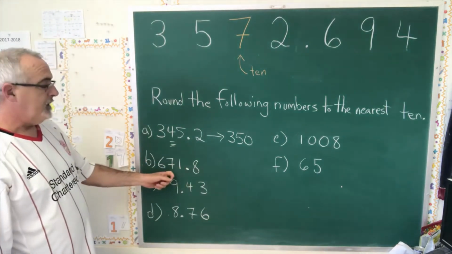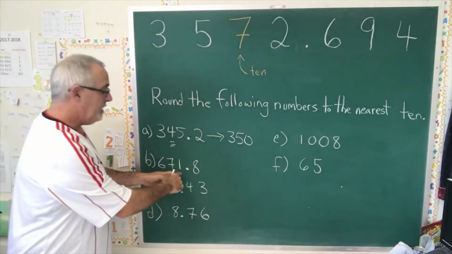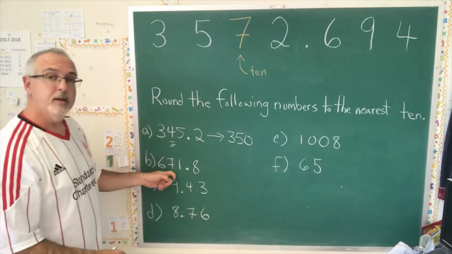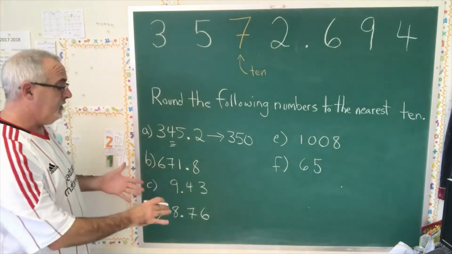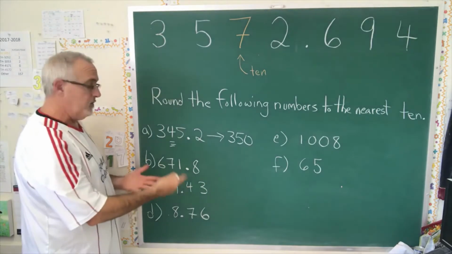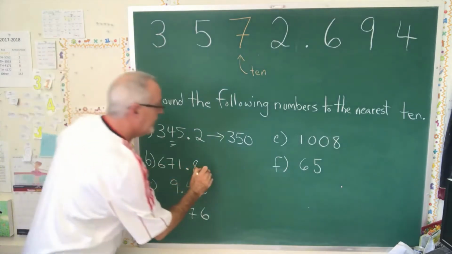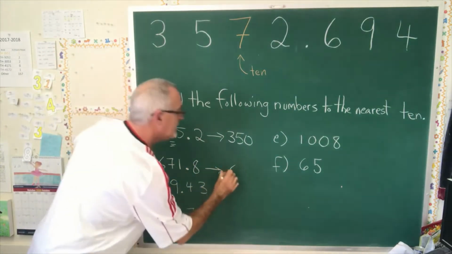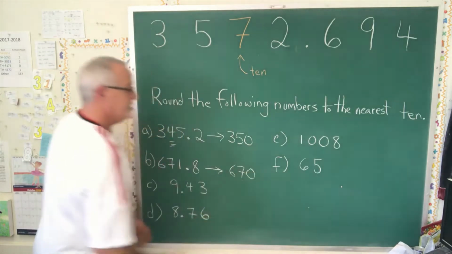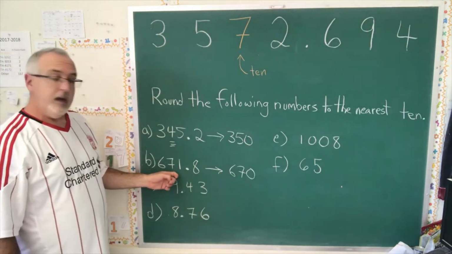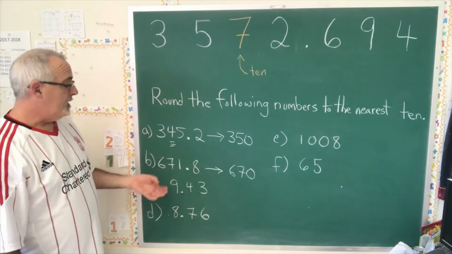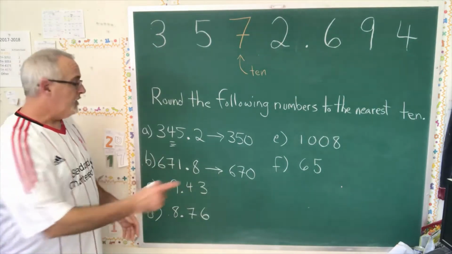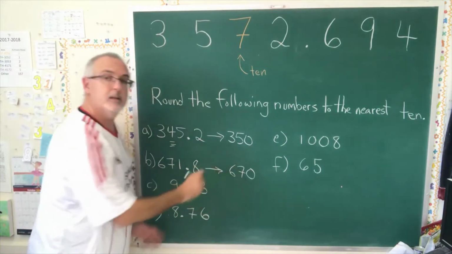671.8, it is the 7 that is in the tens position, but the number to the right of it in the unit position is less than 5. Therefore, we don't round this up, we round it down. Therefore, we have 670. Again, 671.8 is closer to 670 than it is to 680. So we round it to 670 because that's the nearest 10.